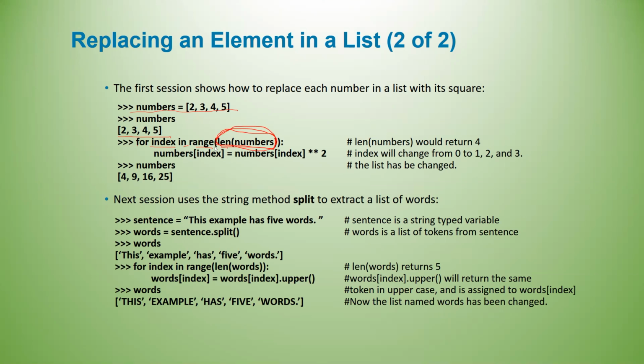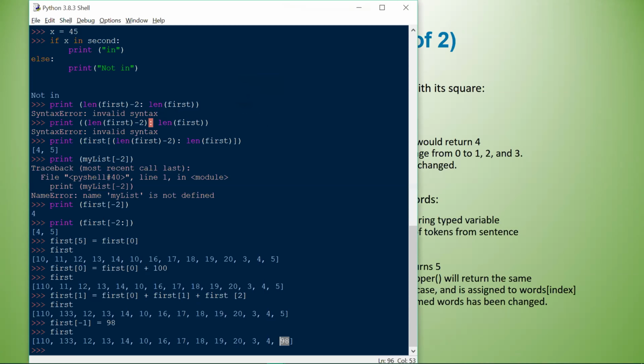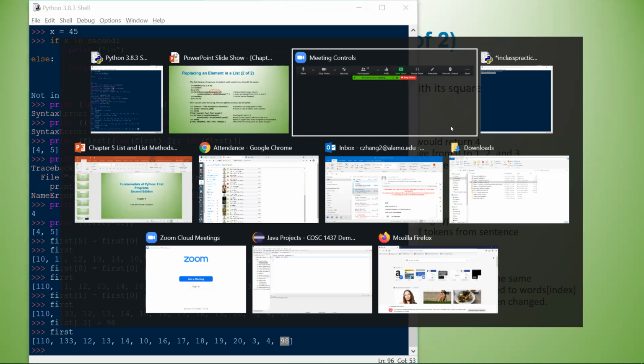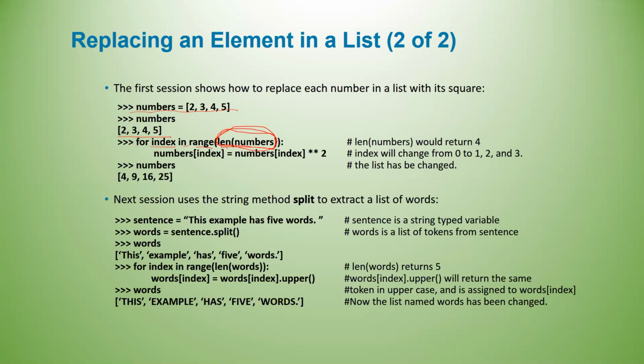Are you writing in the chat? What does that give you? Somehow I cannot see the chat. So if you're writing there, I don't see it. It doesn't open for me. I don't know why. Oh, here it opens. Okay, so 4. Yes, that's correct. That one gives you 4, because there are 4 elements here. So the length is 4. So len numbers gives you 4. That's good.